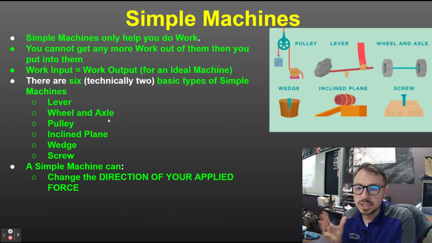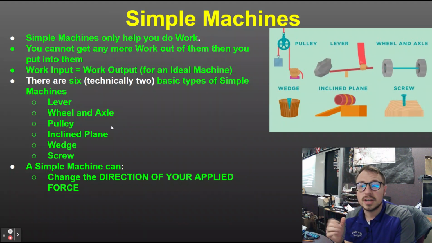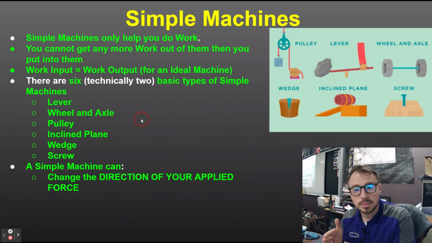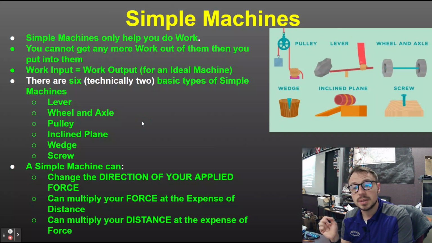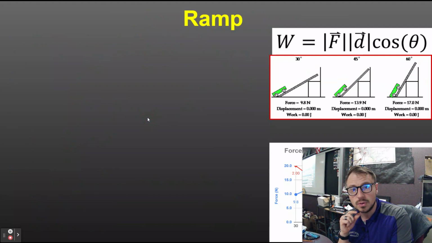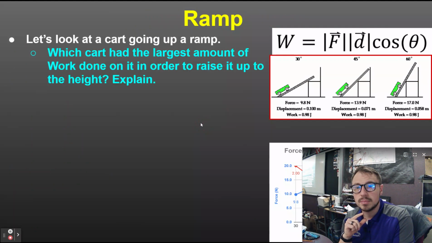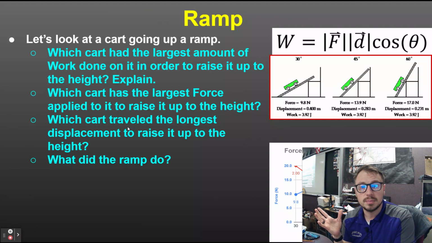Now, a simple machine can do 3 things, right? It can change the direction of your applied force. It can multiply your force at the expense of distance, and it can multiply your distance at the expense of force. So we've already looked at a ramp before, and a ramp is just an inclined plane.